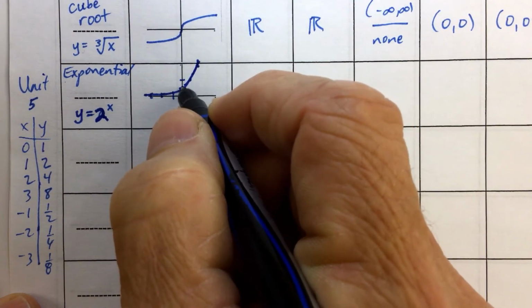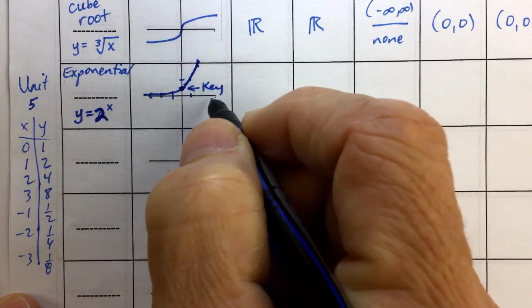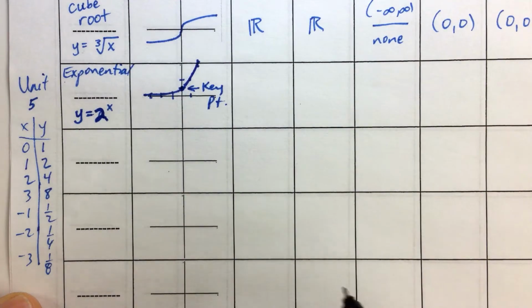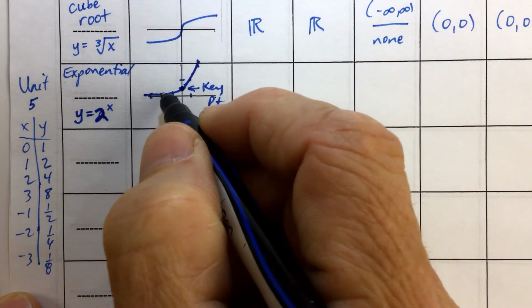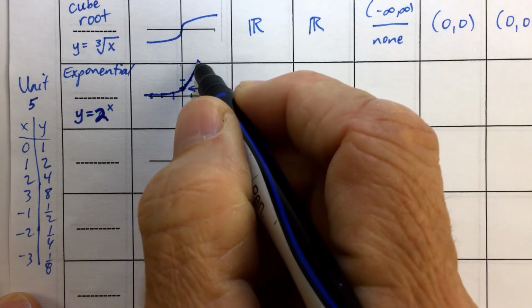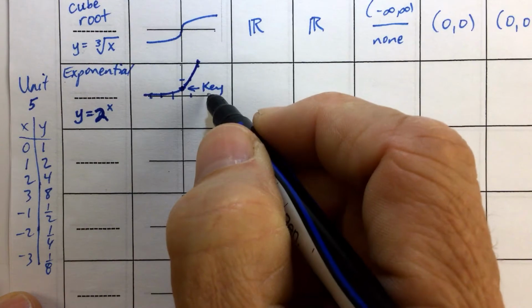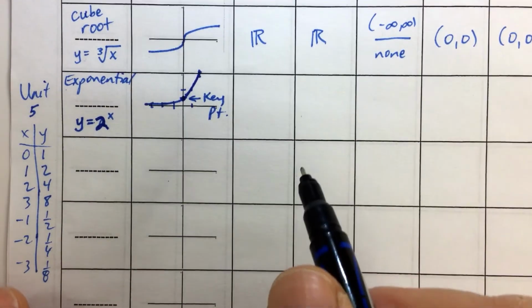After you hit this key point right here, that's the key point. We'll talk more about that as we get into transformations. But the idea here is once x gets past 0, the y values start climbing very quickly, a lot quicker than the x values. It's called exponential growth. You may have heard exponential growth before.